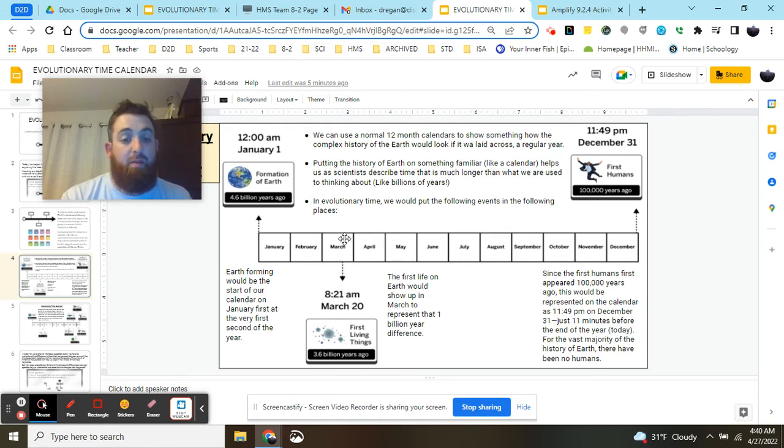So, if you notice, March was our first sign of life on Earth. That means 1, 2, 3, 4, 5, 6, 7, 8, 9, almost 9 full months have passed before humans first showed up. So, when we're comparing the difference, you'll notice that we have had a history on Earth with no humans for the vast majority of time. Life, though it showed up in March, took a very long time before humans began to evolve.